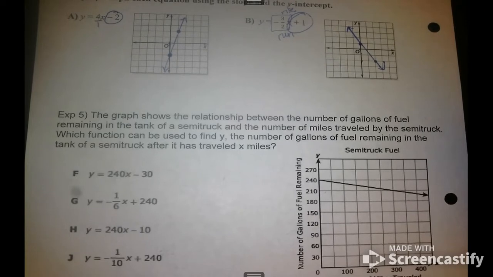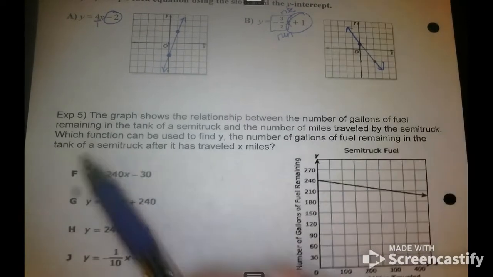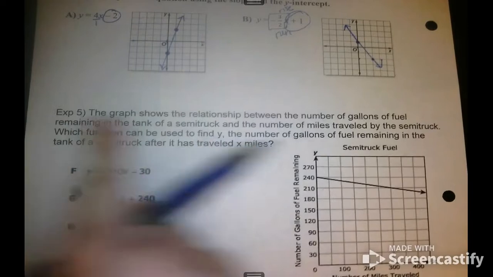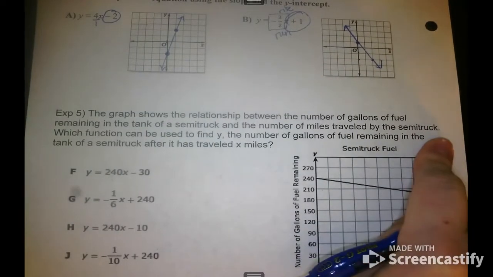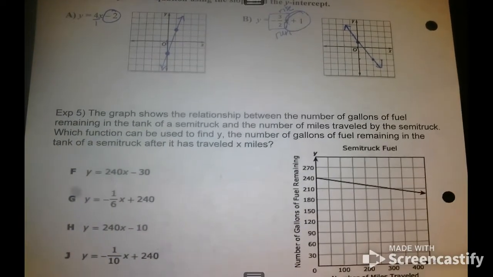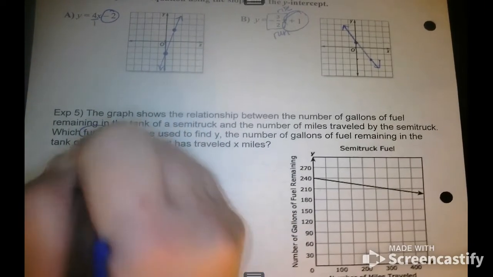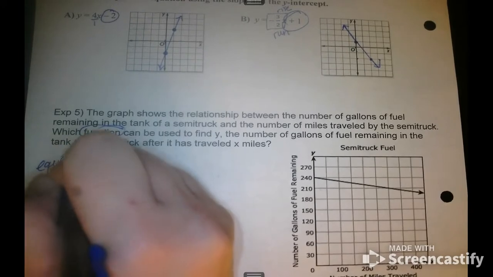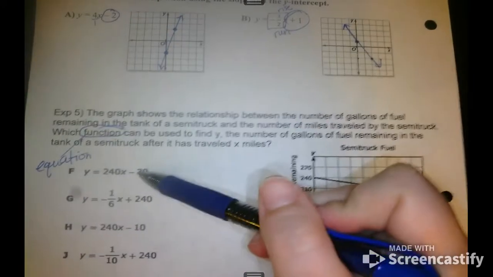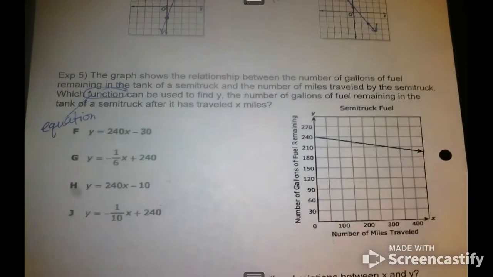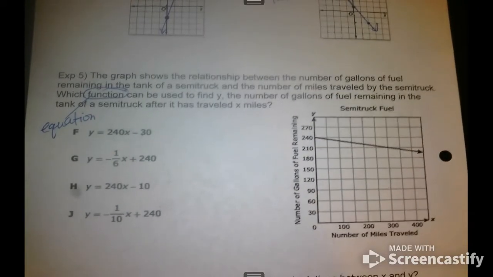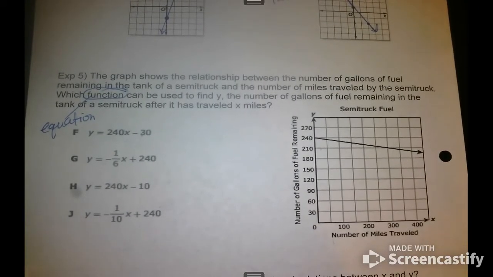Now, these next two are star questions. All right. So this says, which function, remember, I didn't even read this because it's kind of irrelevant here. I always go to the question first because I want to know what am I really looking for. Whenever you see it say which function, that means which equation. Do these equations in my answer choice look like y equals mx plus b? Yes. So which equation can be used to find y, the number of gallons of fuel remaining in the tank of a semi-truck after it has traveled?